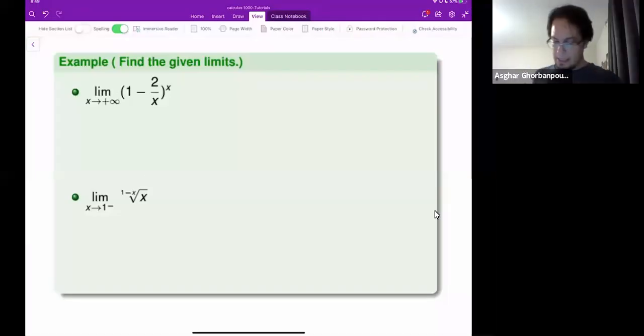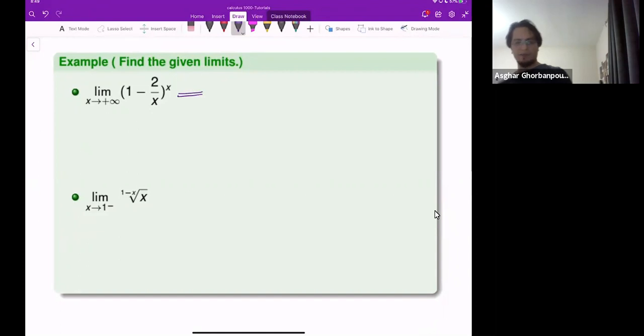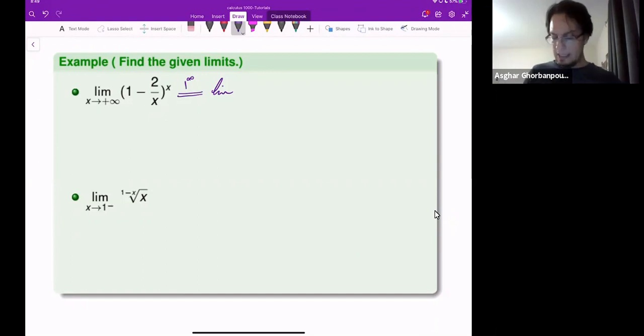Two more limits here. What we have is that, if I want to find the limit of the base as x goes to plus infinity, 2 over x goes to 0. 1 minus 0 is 1, and the limit of the exponent is infinity. All that's nice. We have power indeterminate forms. To deal with the power ones, I had a different trick in my videos for the course, but here I'm going to use a different trick.